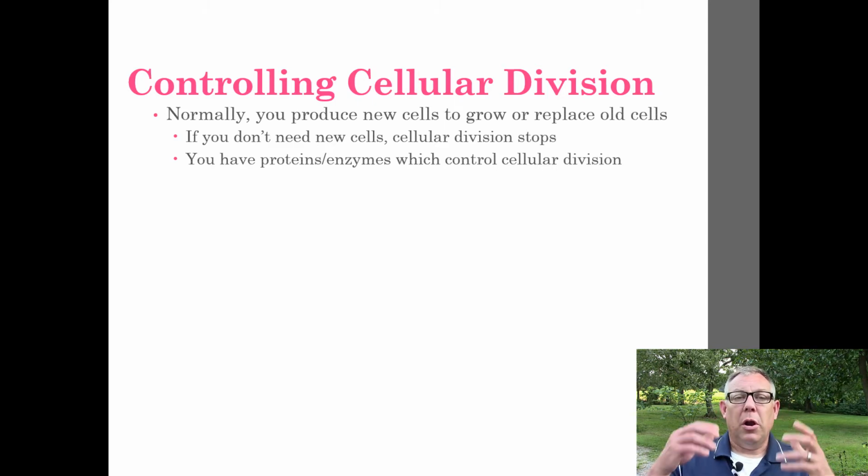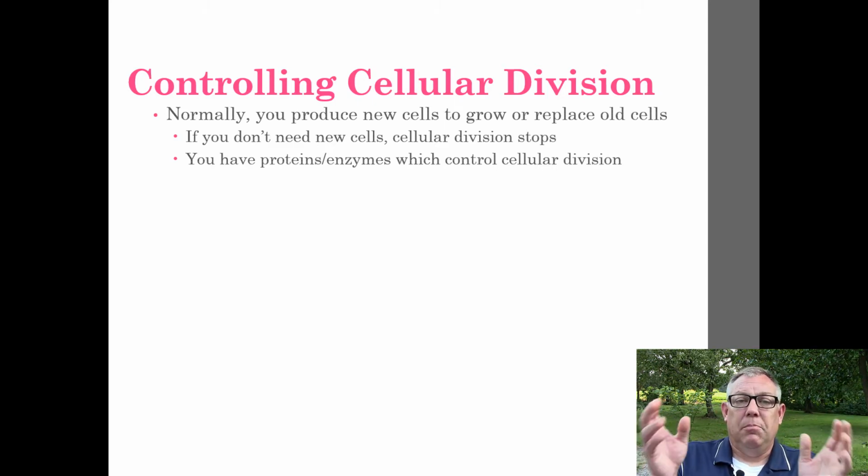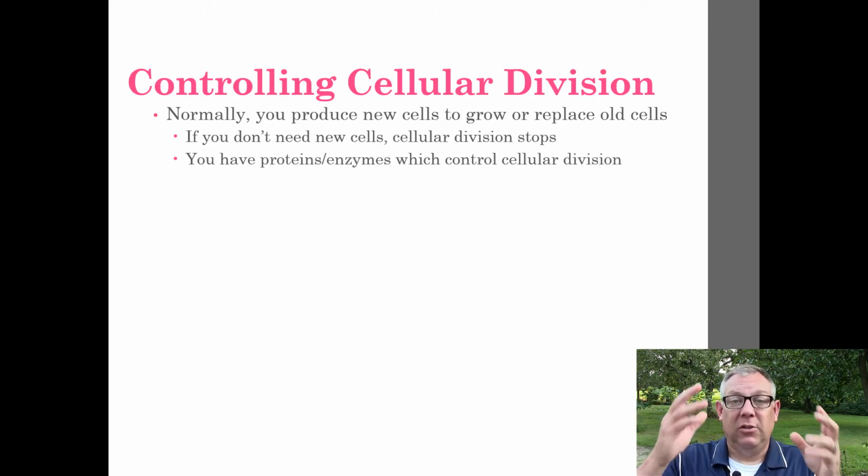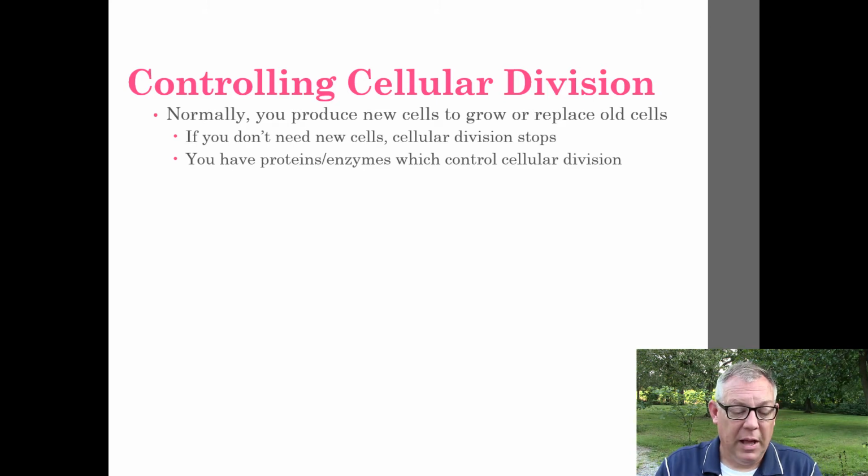So we started by talking about mitosis and making new cells, right? And again, why do we make new cells? If you're growing, you have to make new cells. All of us started off as a single cell, and now we're made of 30 trillion, right? So to do that, you've got to divide those cells.